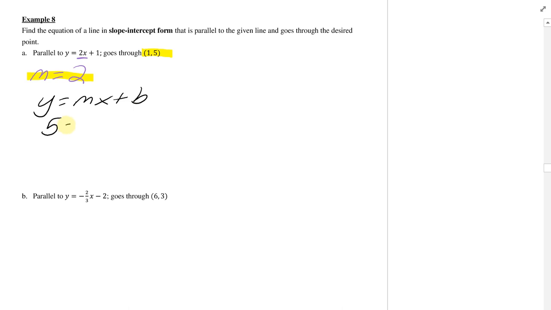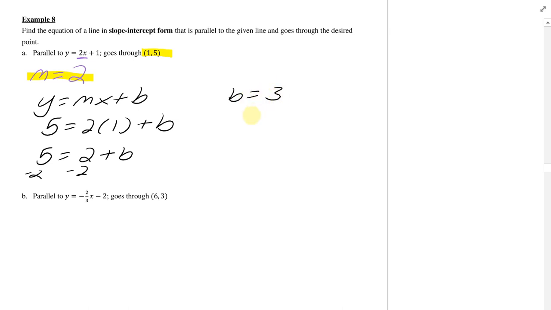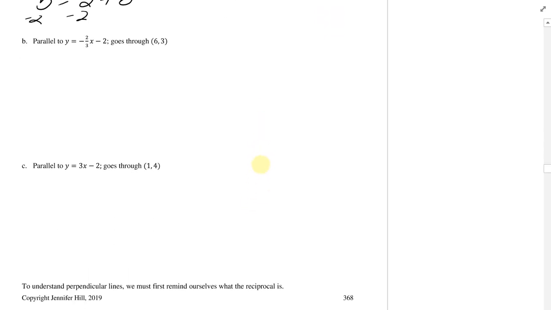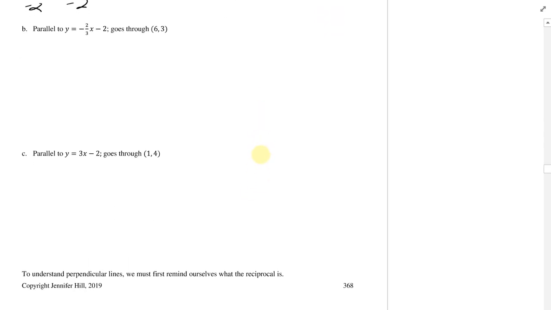So this will be 5 equals 2 times 1 plus b. So 5 equals 2 plus b. Subtract off the 2, I get b equals 3. And I need to put this in slope-intercept form, so now I use y equals 2x plus 3. So you have an extra step of having to pick out the slope, but then otherwise, once you find that, the rest just goes forward as what we've been doing so far. So what I want you to do is try B and C, and then hit play when you're ready to see the solution.